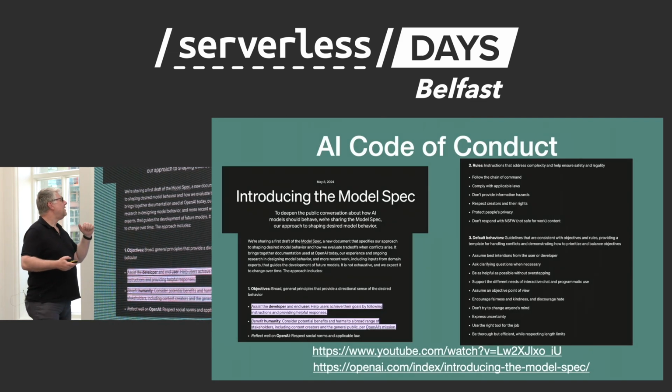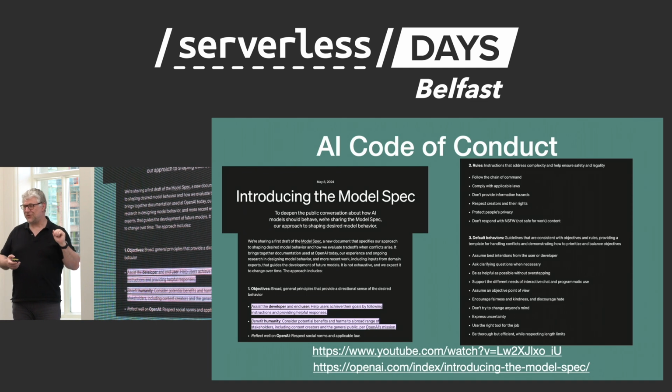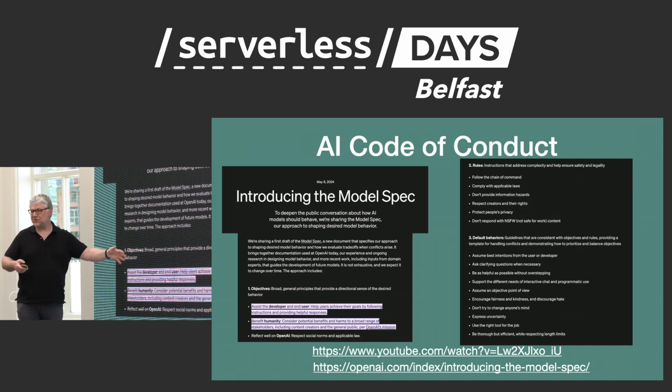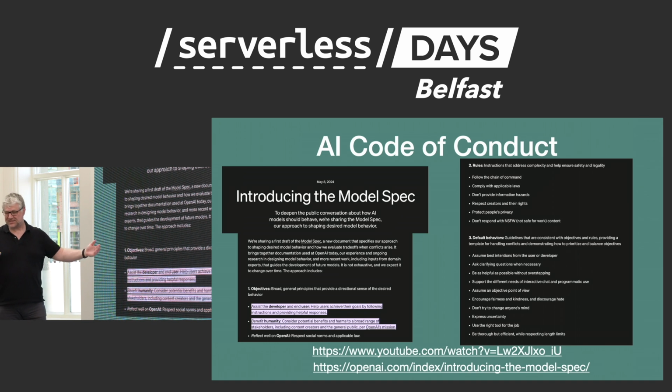So people have started to write codes of conduct for agents. Like this is OpenAI, and they use this model specification, and they say you should always help the user, you should always do this. So it's a code of conduct in a certain way.